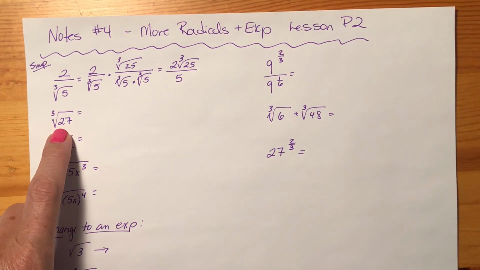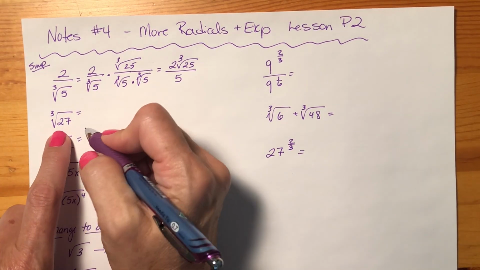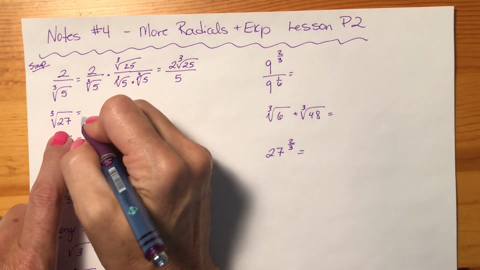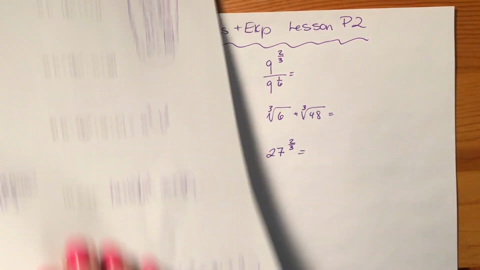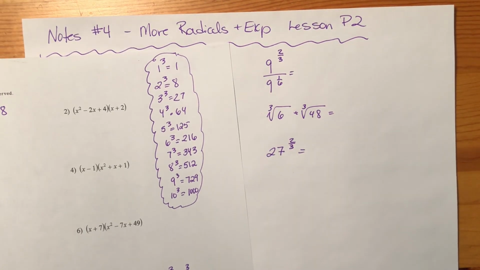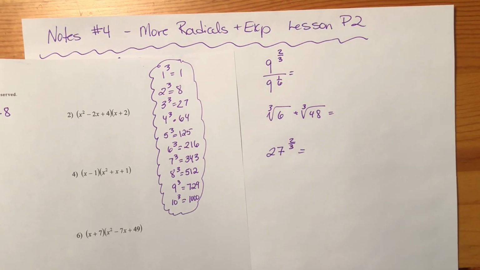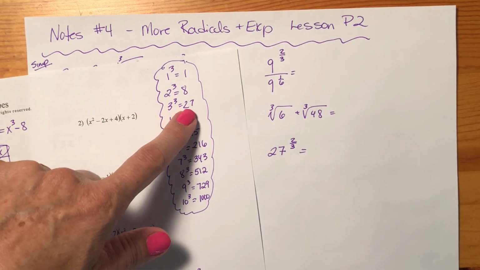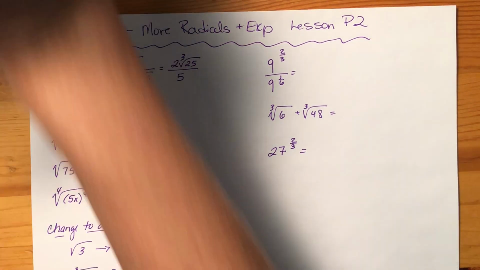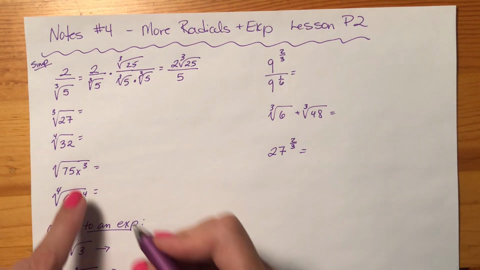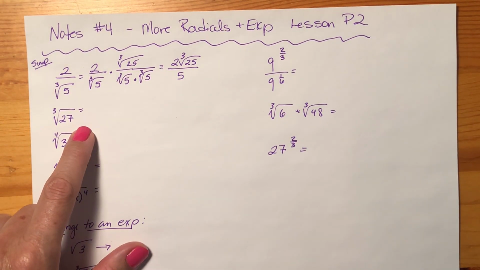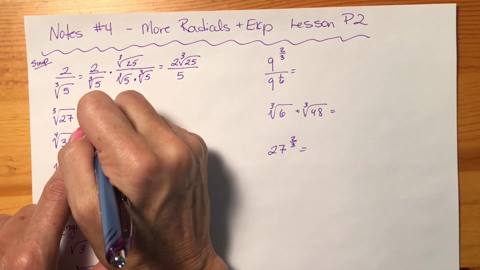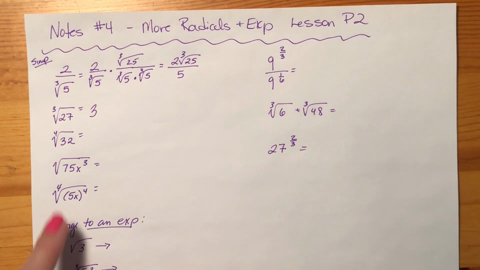Now, I know right away you're saying 3. Okay, but let's stop and think. Remember notes number 1 where you wrote down all your cubes? That comes back to help you, right? You're looking at the cube root of 27. Bam, right there, 3. Okay, you can see it. Problem sense, number sense is really important in our class, so you know it's 3.